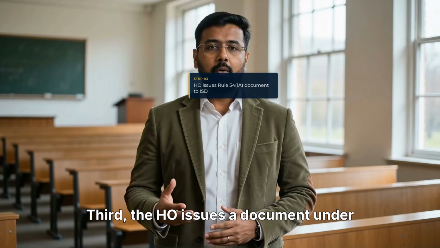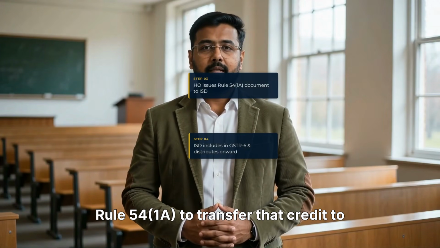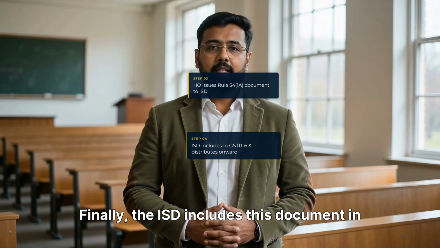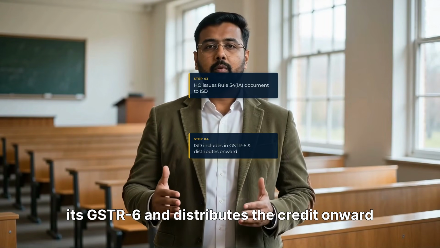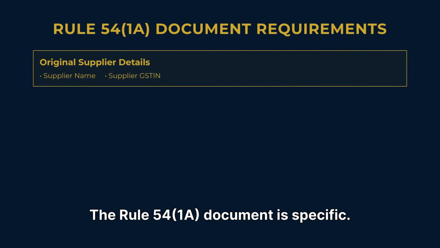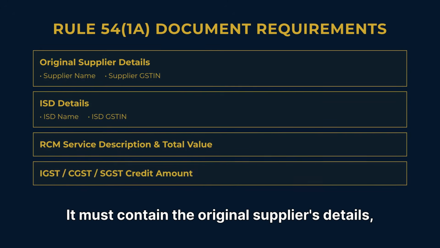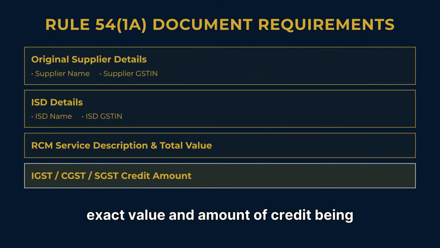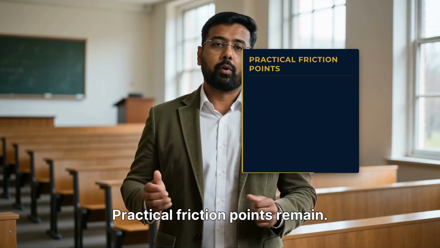Third, the HO issues a document under Rule 54(1)(a) to transfer that credit to the ISD GSTIN. Finally, the ISD includes this document in its GSTR6 and distributes the credit onward to the branches. The Rule 54(1)(a) document is specific. It must contain the original supplier's details, the ISD's name and GSTIN, and the exact value and amount of credit being transferred.